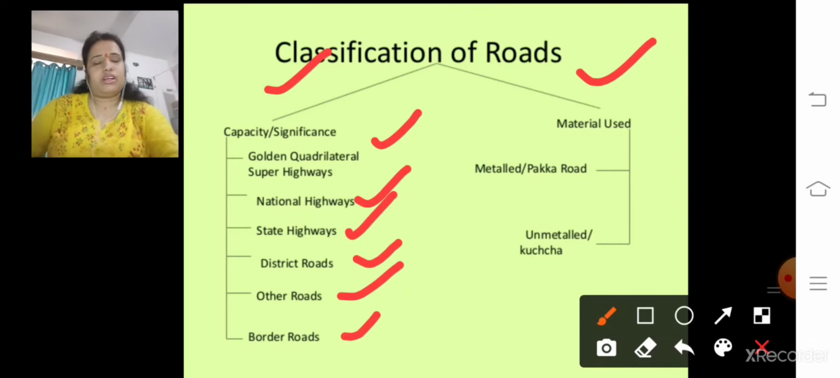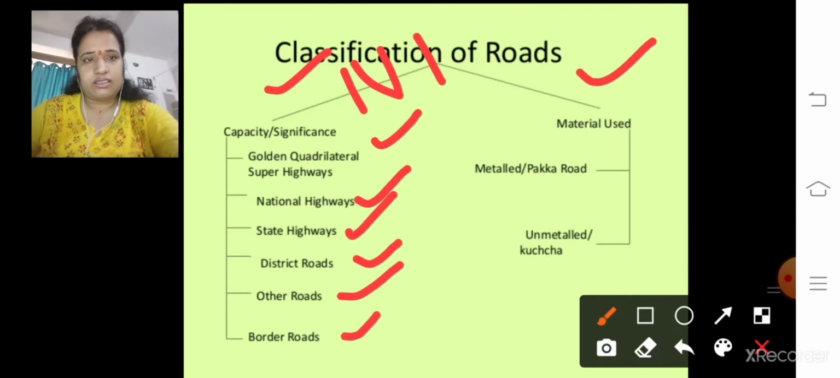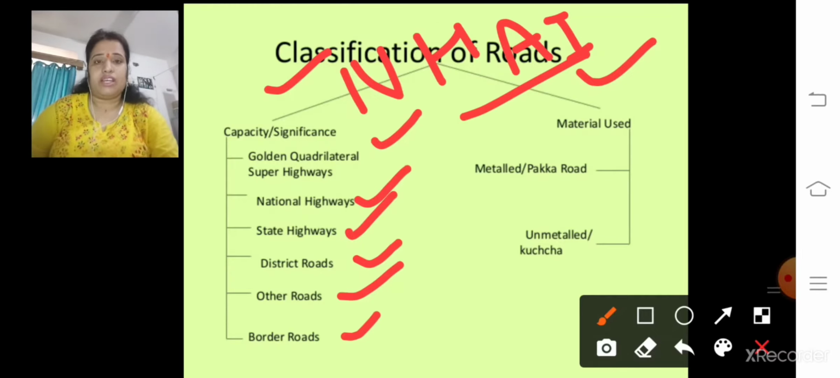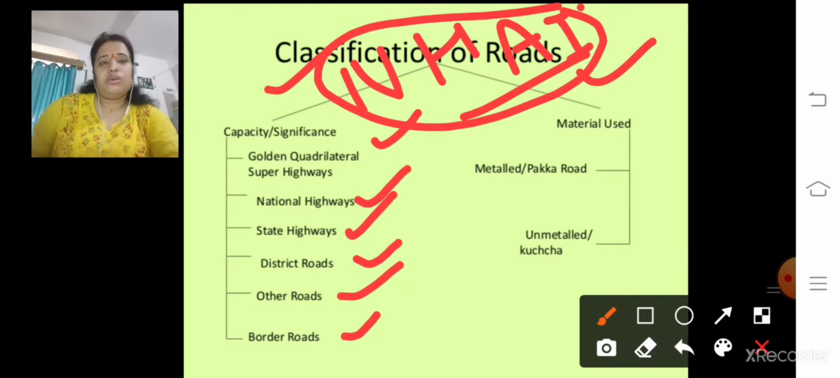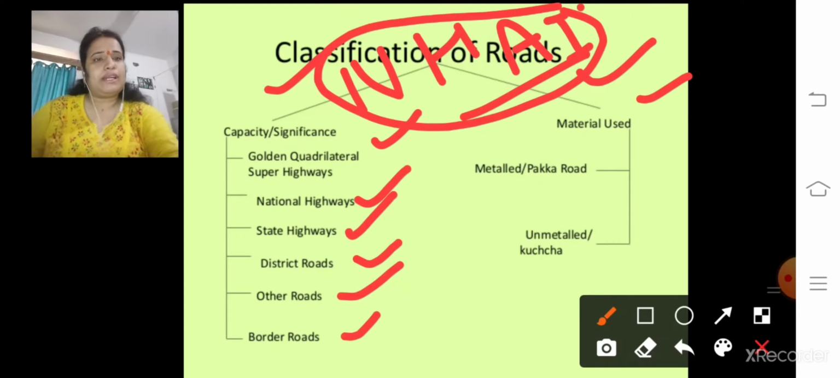In detail, when we read our chapter, we will find that national highways are maintained or administered by some authority, some body, and all these national highways are maintained or administered by NHAI. I am writing here the word NHAI. It means National Highway Authority of India. This is the organization, the body which administers or looks after all the national highways. Okay.